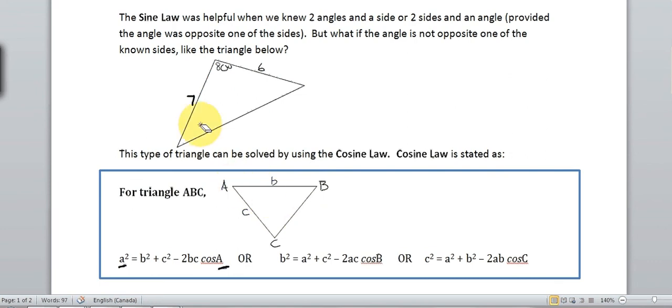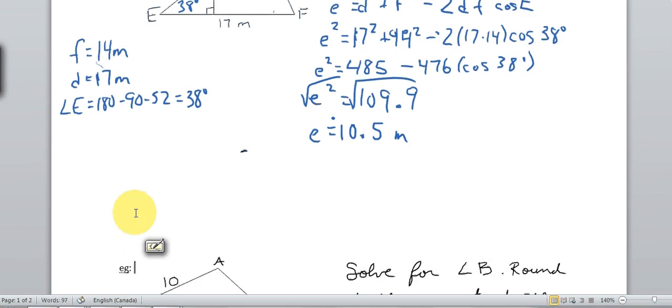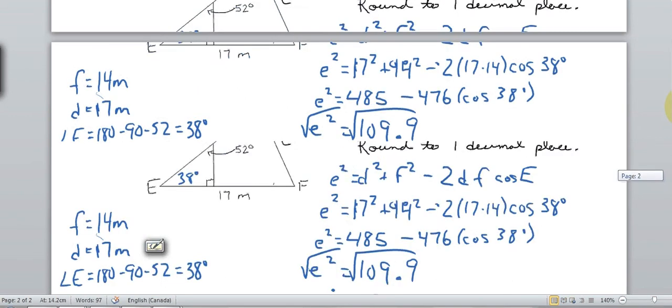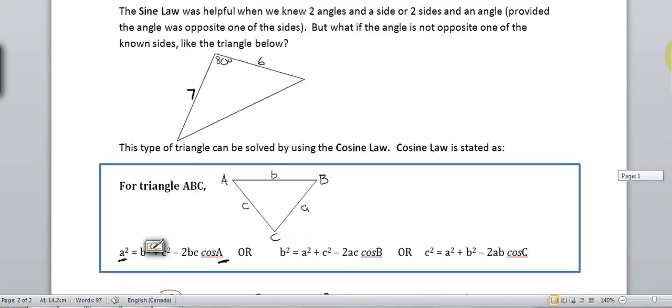Okay, so cosine law, there's three different ways of writing it. The simplest way is just to look at this one. If we change to looking for side b, we just flip the letters around, and you can see here we've just taken the B at the beginning and the end, and then we've got A and C in the middle. And I'm going to show you some examples on how to do that.